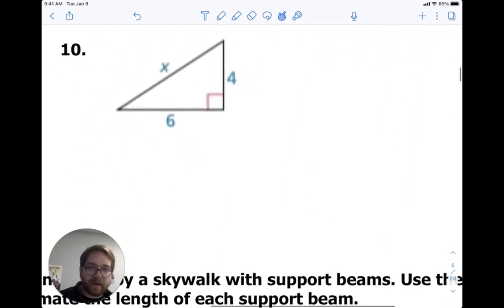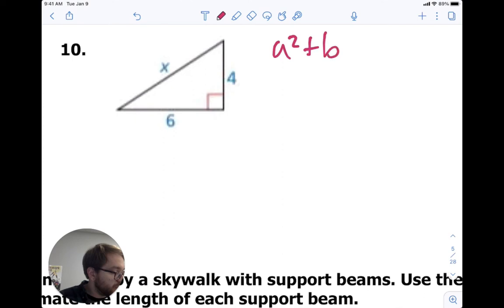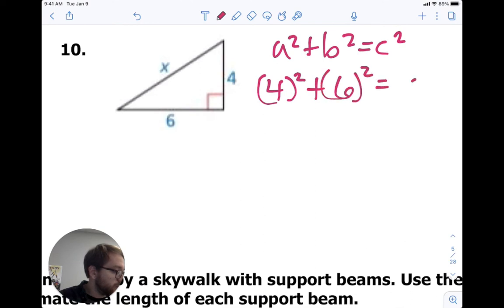Let's look at number 10 right below it. So again, we have a right triangle here, okay, and we have the two legs, and we're looking for the hypotenuse. So let's go ahead and set up our formula, a squared plus b squared equals c squared. I write the formula each time just so it's there right in front of me. You don't necessarily have to do that if you remember it, but it's good to do if you have trouble remembering it. So our two legs are 4, so that's 4 squared, and 6, that's 6 squared, equal to x squared.